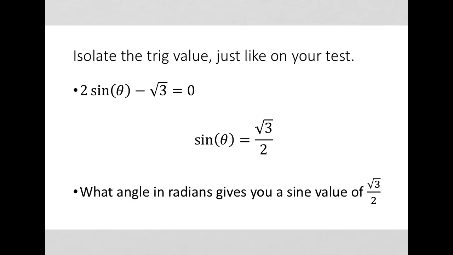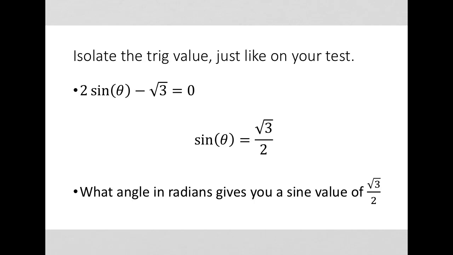So let's think about how this is going to work. The other day we were looking at problems last unit like this: 2 sine theta minus √3 equals 0. And what do we do? Well, we solved for the trig function. Sine theta equals square root of 3 over 2. And we thought of this as the question, what angle in radians gives us a sine value of the square root of 3 over 2.